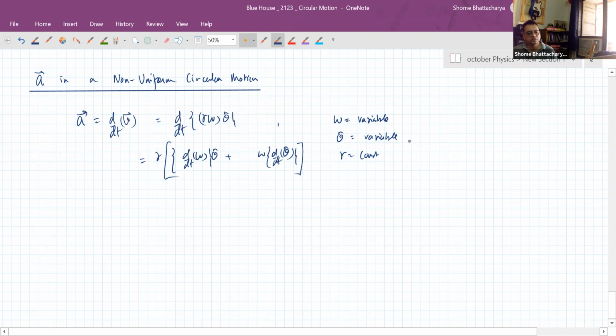Now you can see that the differentiation of omega with respect to time is defined as alpha, the angular acceleration, and the differentiation of theta cap with respect to time, which we just saw in the previous section, is minus omega r cap.